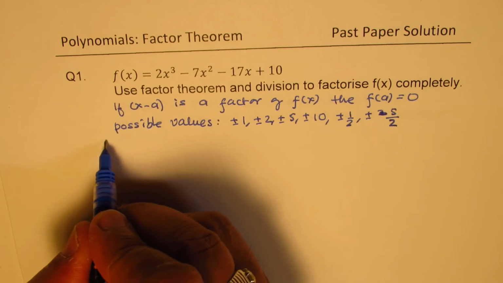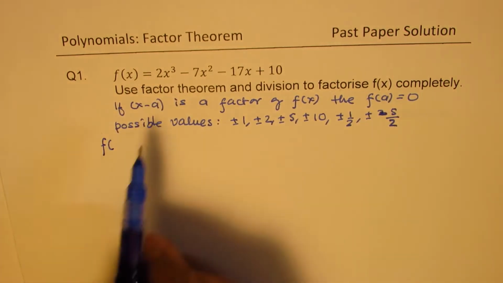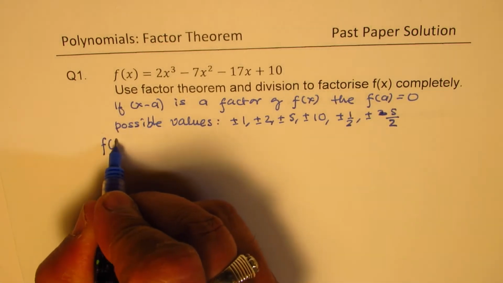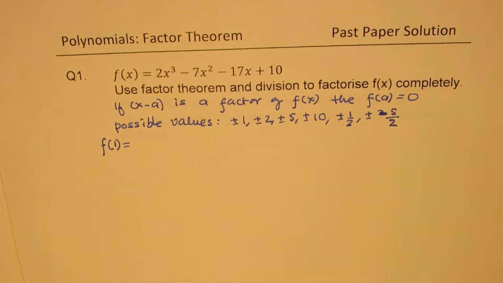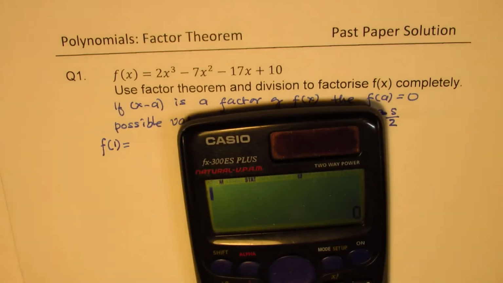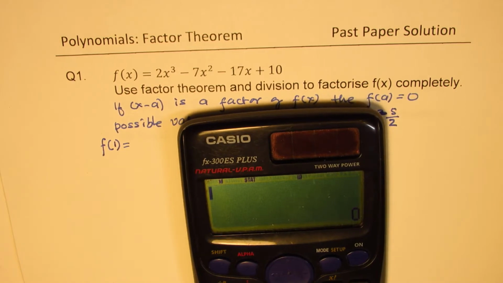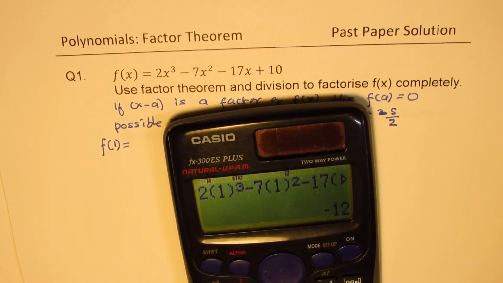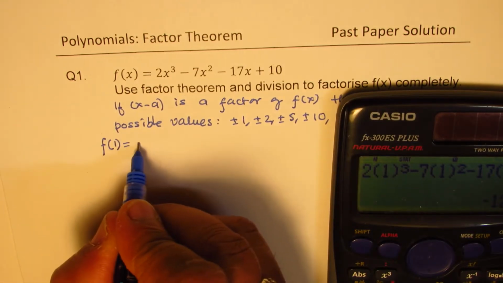Now the idea is that we have to substitute one by one a value here. So if I substitute one value, let us say 1, then we have to see what do we get. Since we are allowed a calculator, I will substitute 1 using the calculator. So you should also see how to use calculator for solving such questions. So first is 2 within bracket. We are putting 1 for x. So I'll write 1 here and then whole cube minus 7 times within brackets 1 and then that is square minus 17 and within brackets 1, and then we'll put plus 10, right? And if I press equal to, I get minus 12. So when I substituted 1, I got minus 12.